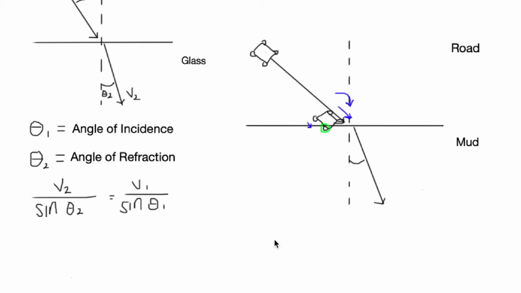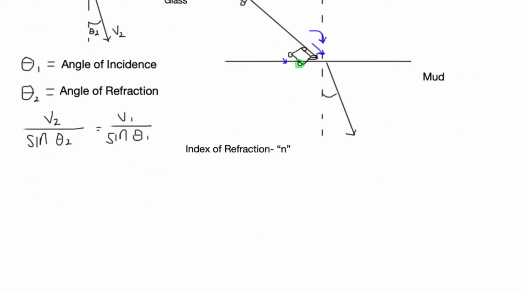So along with this, we also must learn about the index of refraction, which any substance has, whether it be water, air, glass, or a vacuum. It's usually denoted as n, and it is defined as the speed of light in a vacuum divided by the speed of light in that specific medium.